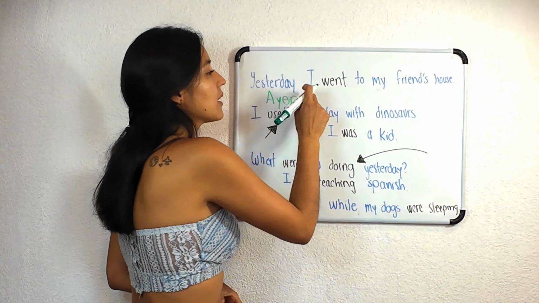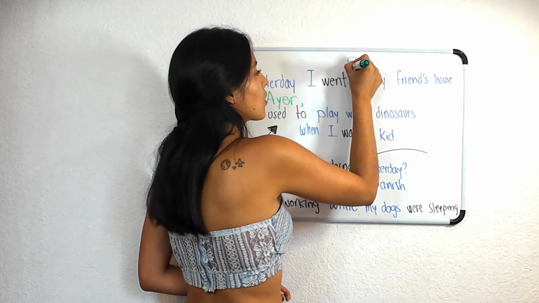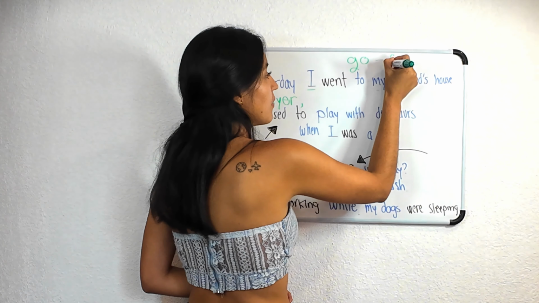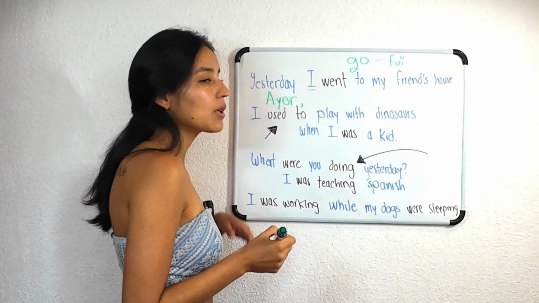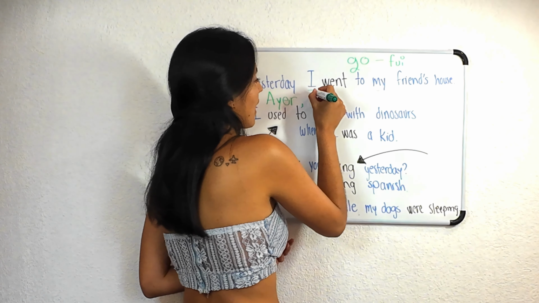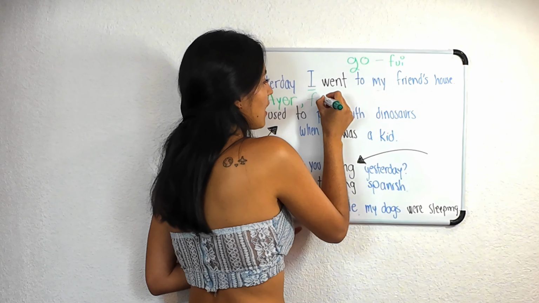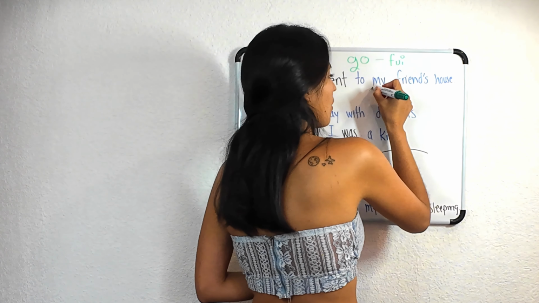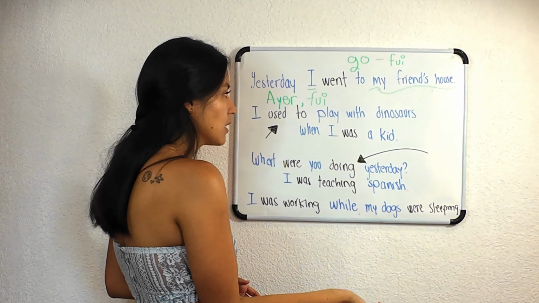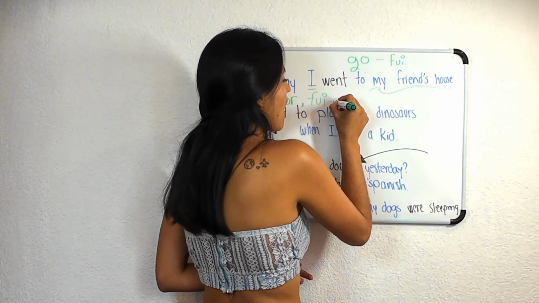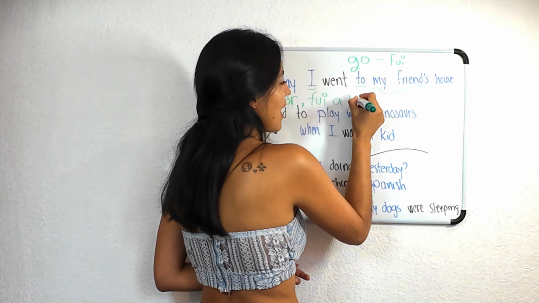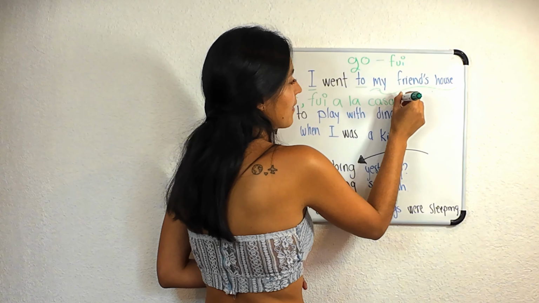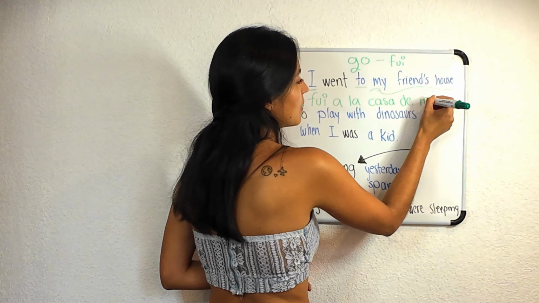Ayer, and then we say that went is the verb go, okay? But the past for the first person will be fui. Remember that we skip the pronoun in Spanish, so we will just say ayer fui to my friend's house. Okay, remember that this my friend's house, the way to do it in Spanish, it will be fui a for the preposition, and then la casa de mi amigo.